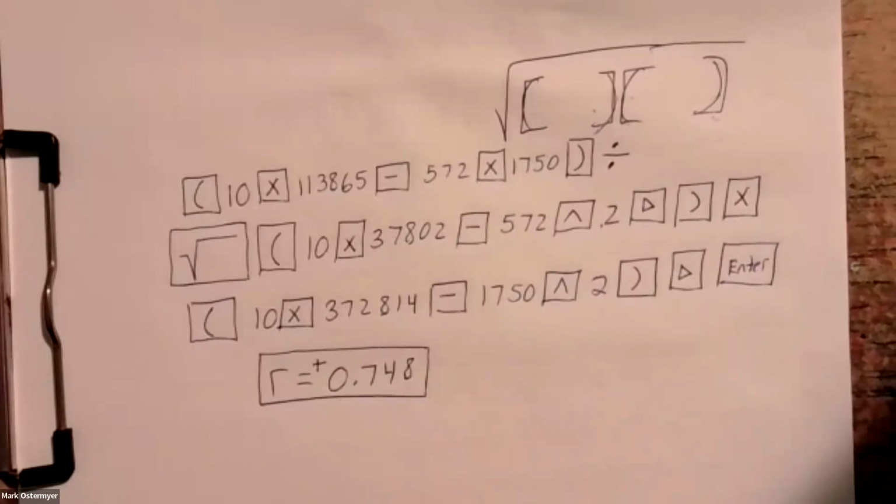Any questions about that there? How to compute the Pearson correlation coefficient R for an ordered paired data set?